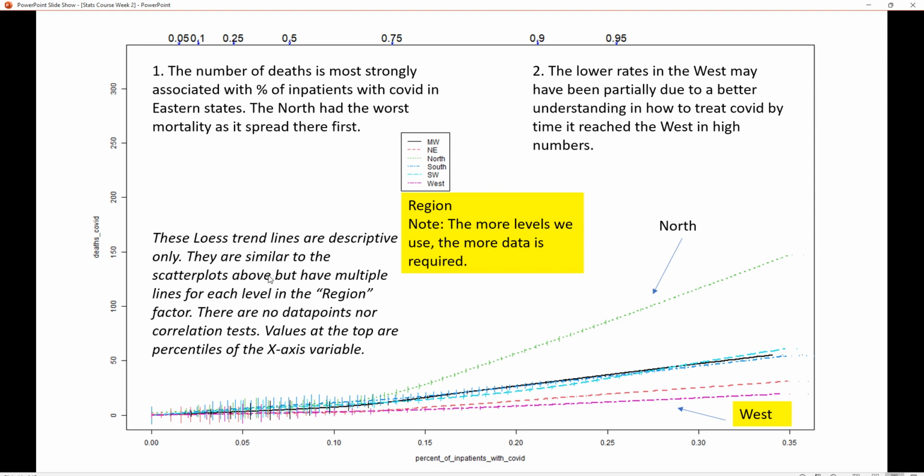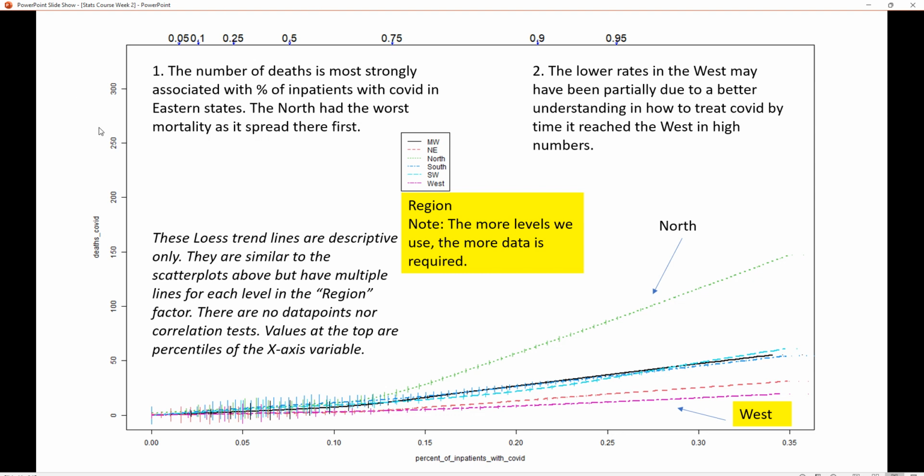They are similar to the scatter plots above, but have multiple lines for each level in the region factor. There are no data points nor correlation tests. Values at the top are percentiles of the x-axis variable. This is something that I have in my Shiny app, or my GUI, and this can let you look at more than one relationship at a time and compare the various levels in that factor.